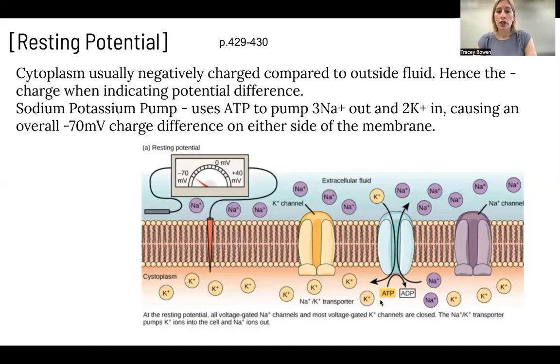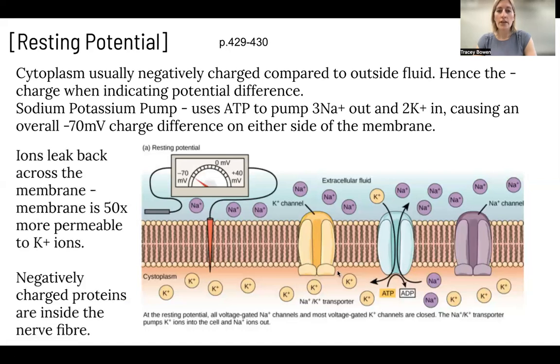And so there's not as much positive charge in here as there is out here, which then means there is a charge difference. And that's what a voltage potential difference is. And then additionally, ions leak back through the membrane. All of them leak a little, but potassium leaks back out about 50 times more than sodium would. And so these potassium ions are leaking out of the cytoplasm, making it even less positive in the cytoplasm.